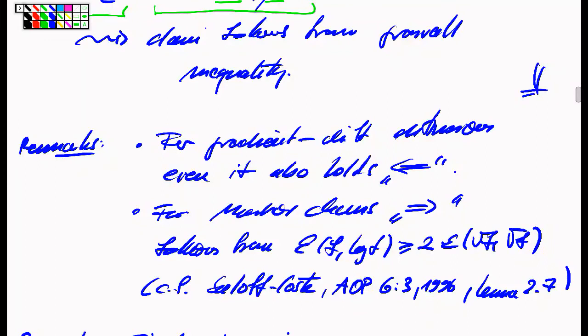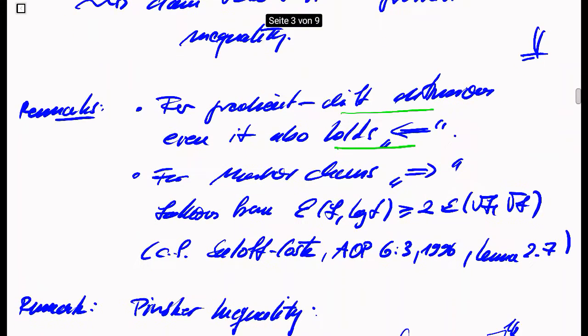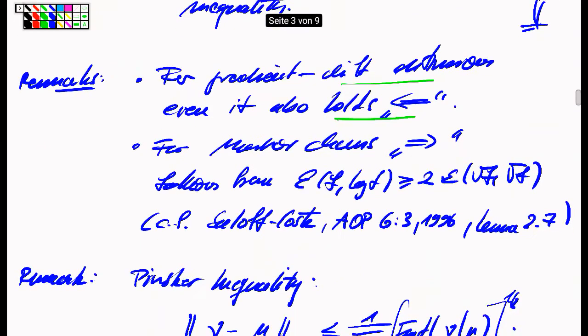So, a few more remarks before we go on. It is correct, and I leave it as an exercise to convince yourself, that for gradient drift diffusions as above, the inverse implication is also true. So in fact, the logarithmic Sobolev inequality is equivalent in this case to this exponential decay of entropy along the heat flow. This is a simple exercise, just going through the computations that we did the other way around, so to say. And for Markov chains, the implication of the actual statement that I made is also correct.